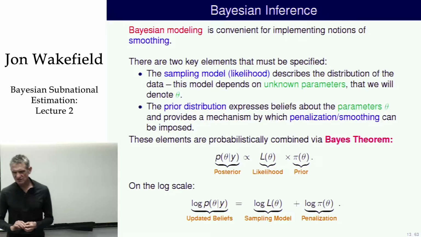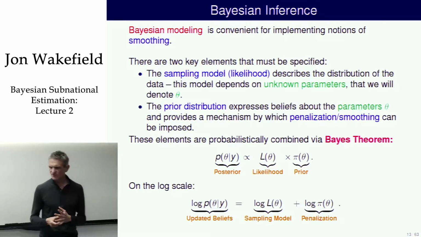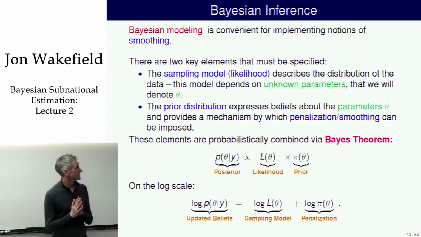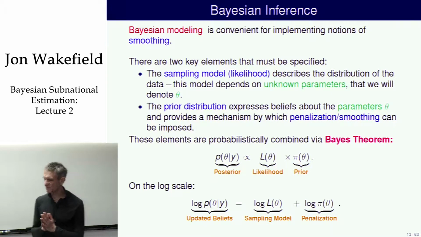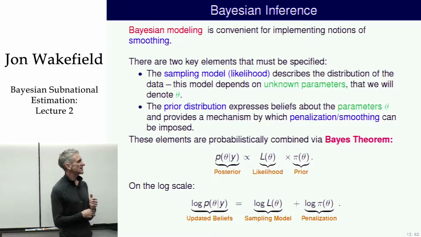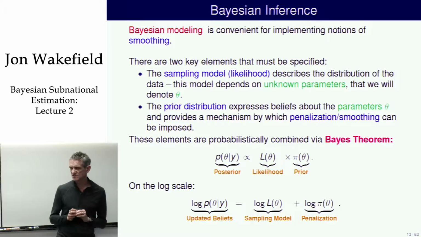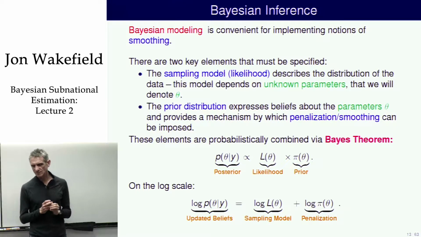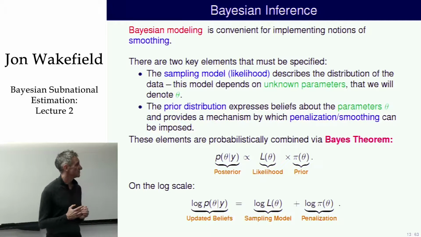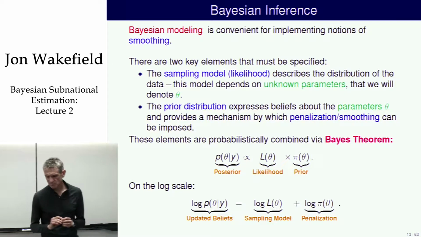So Bayesian inference, it turns out, is a paradigm by which we can carry out statistical inference, and it's a very convenient way of implementing smoothing models. The key elements of a Bayesian analysis are the sampling model, sometimes called the likelihood. That describes the distribution of the data. So we need to write down a probability distribution based on unknown parameters theta that we believe generated the data. And then at the second stage of the model, we specify a prior distribution, which expresses beliefs about the parameters of the likelihood. And that's where we're going to impose the penalization or smoothing.